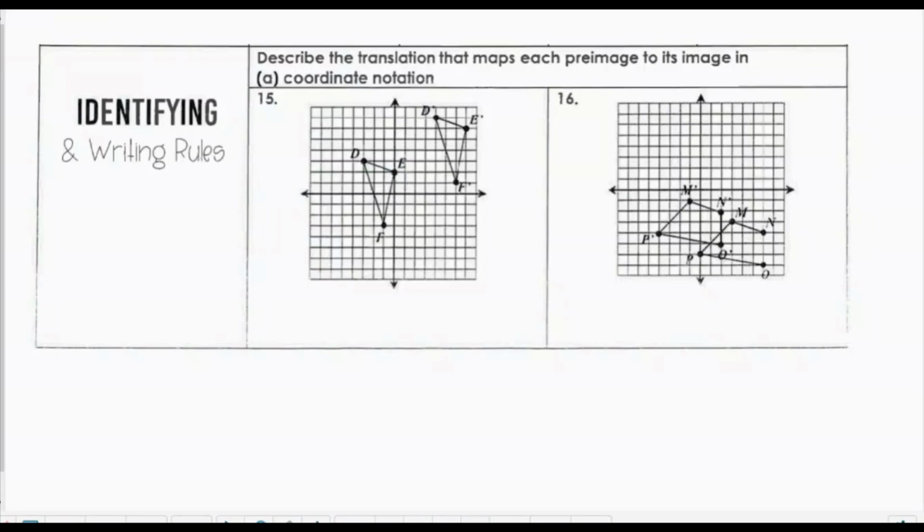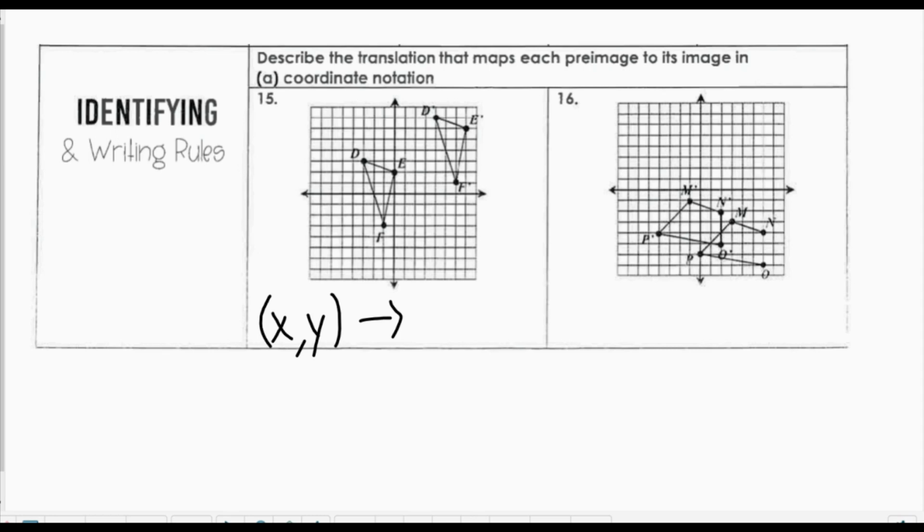Now, if I'm identifying and writing rules, I can describe translations that match the pre-image to the image in coordinate notation. So remember, coordinate notation was the modification of my ordered pair x, y that tells me what the translation is. So if I'm looking at my triangle DEF and I want to map it to triangle D prime, E prime, F prime, all I need to do is count how many spaces I'm moving from one point to the other point because all the points will be the same.